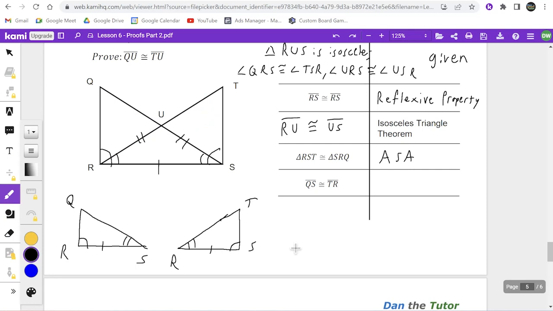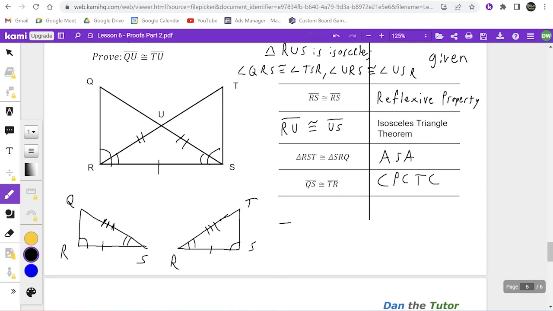They do cross U, right? Oh, that is true, but I don't care. And why don't I care? It's because CPCTC is the reason why. In other words, look at QS right here. QS is technically this guy right here, and RT is this guy right here. So that's CPCTC.